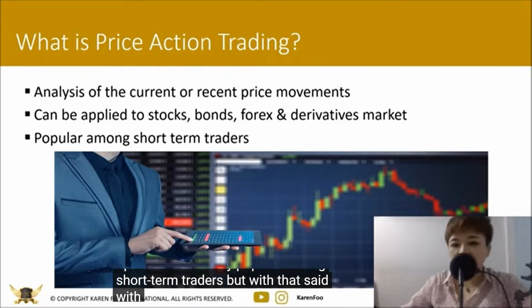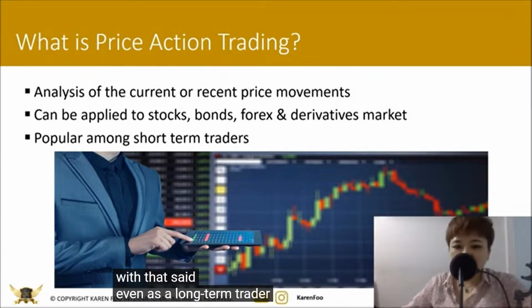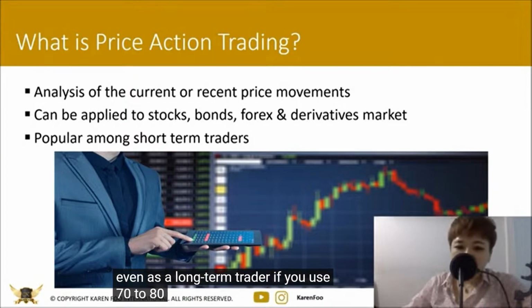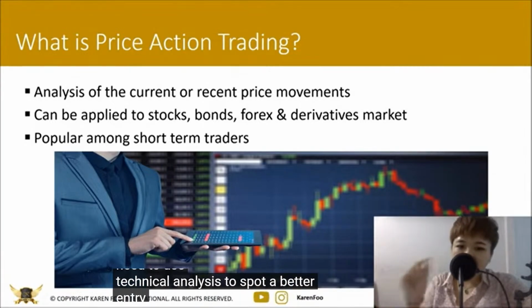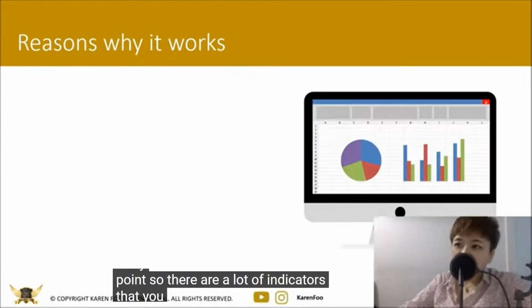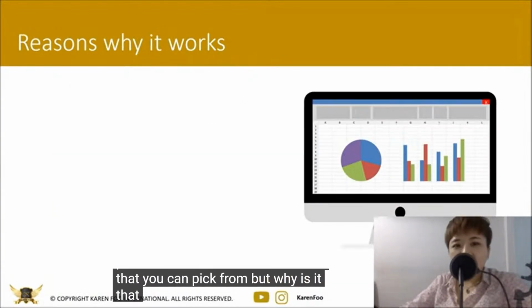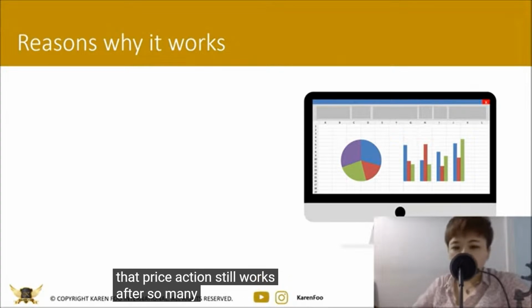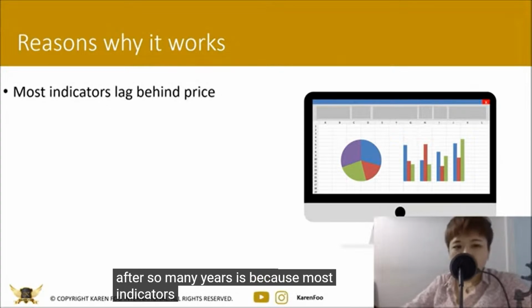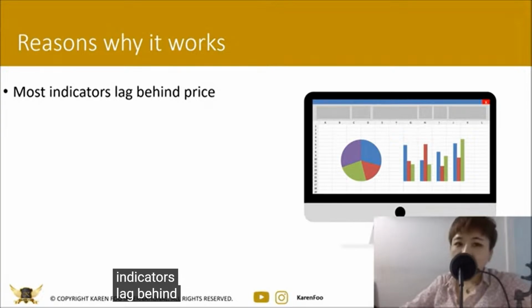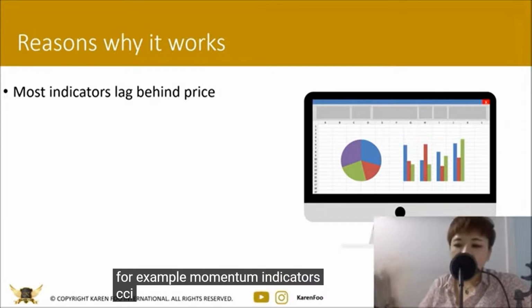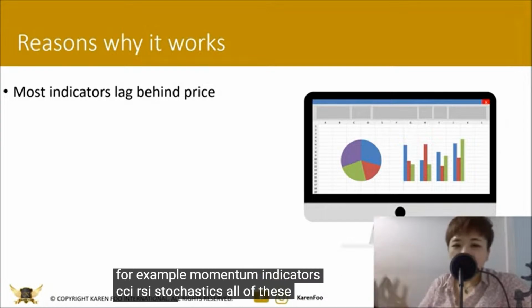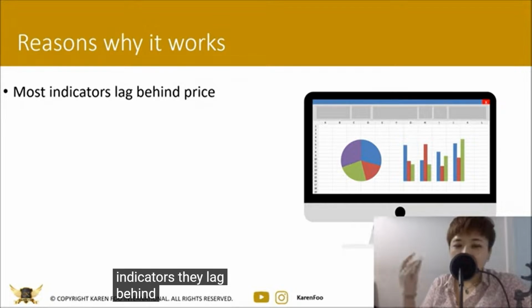But with that said, even as a long-term trader, if you use 70 to 80% fundamental analysis, you still need to use technical analysis to spot a better entry point. So there are a lot of indicators that you can pick from, but why is it that price action still works after so many years? It's because most indicators lag behind price. A lot of the indicators, for example, momentum indicators, CCI, RSI, stochastics, all of these indicators, they lag behind price.